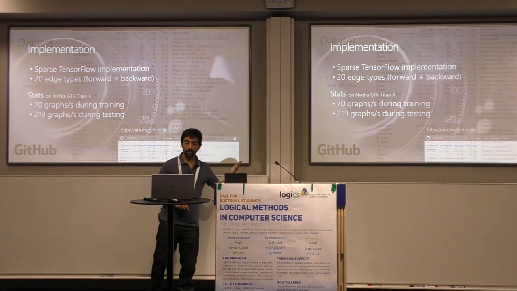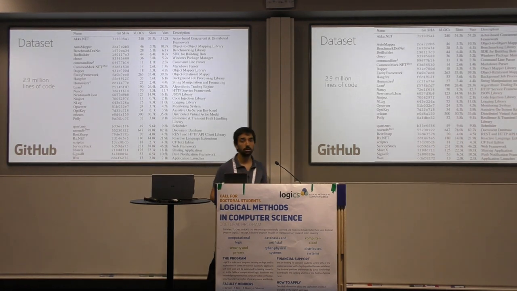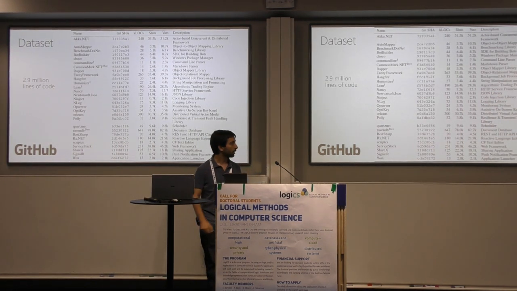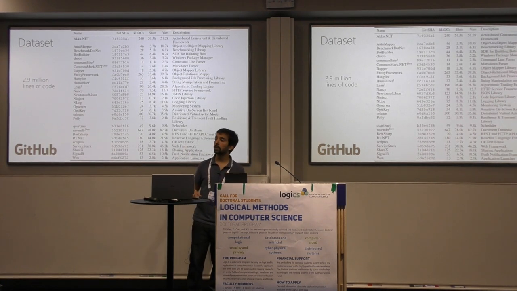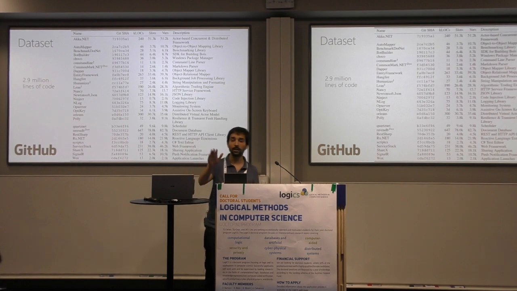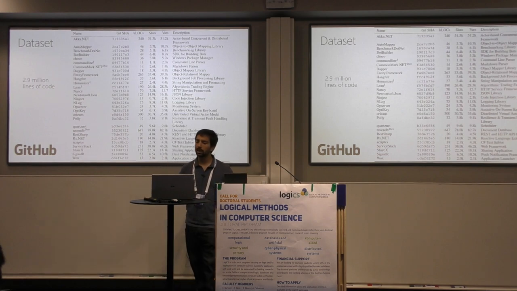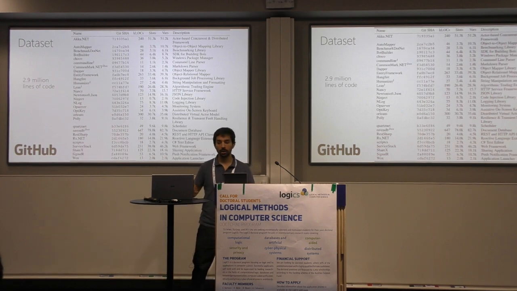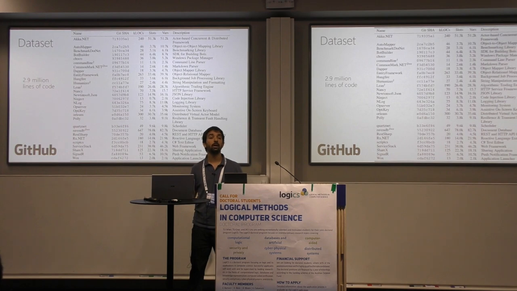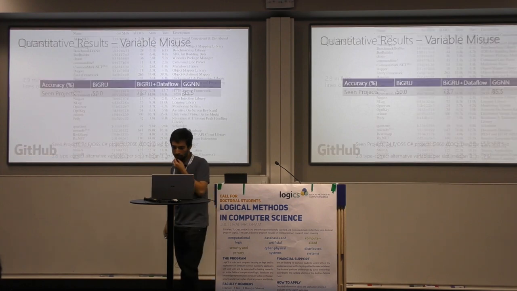So, okay, data, that's easy. We go to GitHub, we get open source projects, and we play this game. For each variable where there is more than one type-correct in-scope variable, we blank it out and ask our machine learning model to predict what goes in here. We have about 2.9 million lines of code. That's quite a large dataset, and we learn over that.